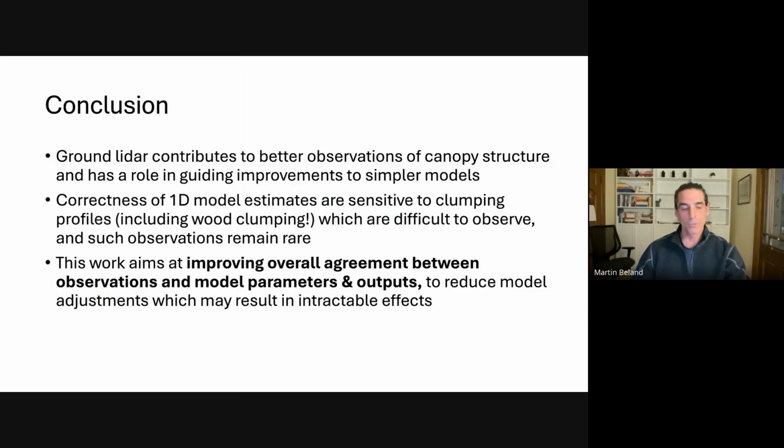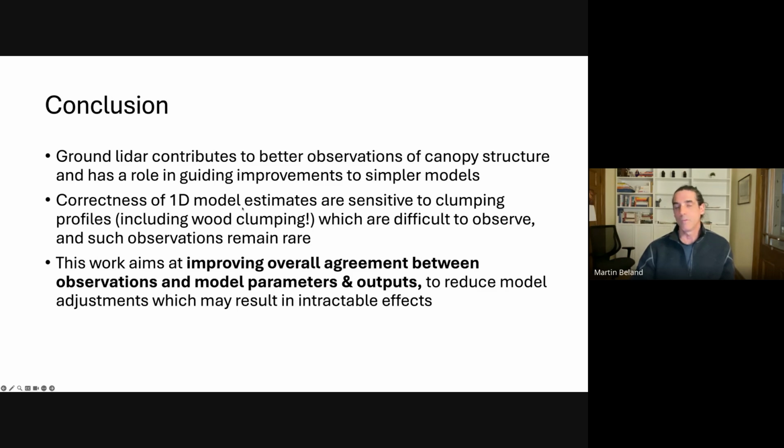So what we're learning from this, what I want to suggest here, is that the ground LiDAR is helping get better observation of canopy structure. Its main goal is to guide the improvement of simpler models that can be applied at larger scale.